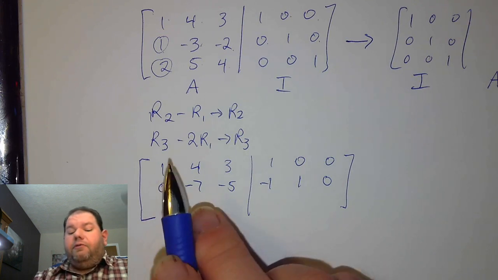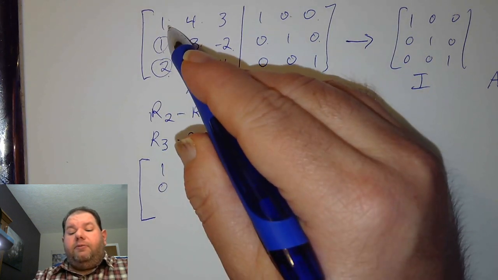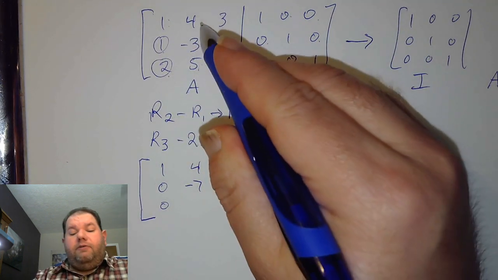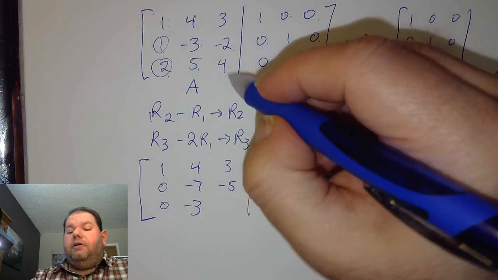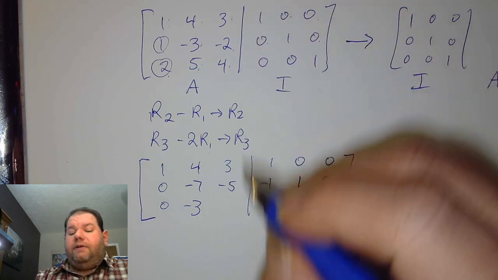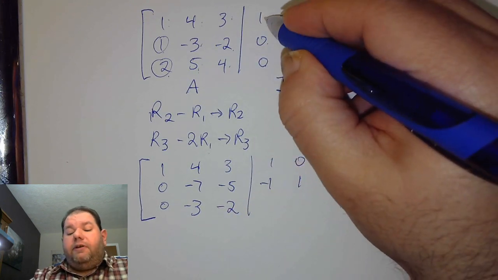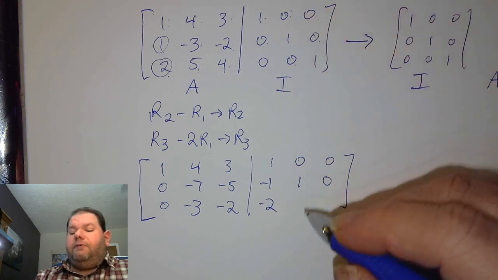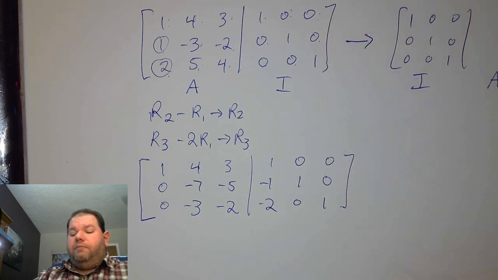We'll repeat that for row 3, except now row 3 minus 2 times row 1. So 2 minus 2 times 1, 2 minus 2, 0. 5 minus 2 times 4, 5 minus 8 is negative 3. 4 minus 2 times 3, 4 minus 6, negative 2. 0 minus 2 times 1, 0 minus 2, negative 2. 0 minus 2 times 0 is 0. And 1 minus 2 times 0 is 1.